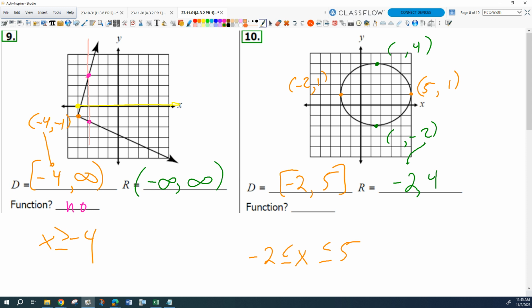Parentheses or brackets? Brackets. Okay, is it a function? No, definitely not.